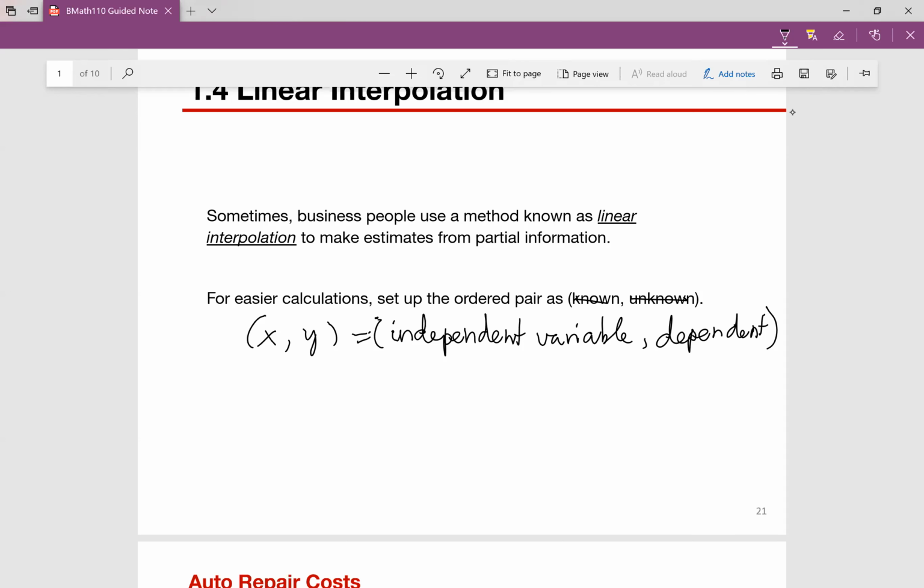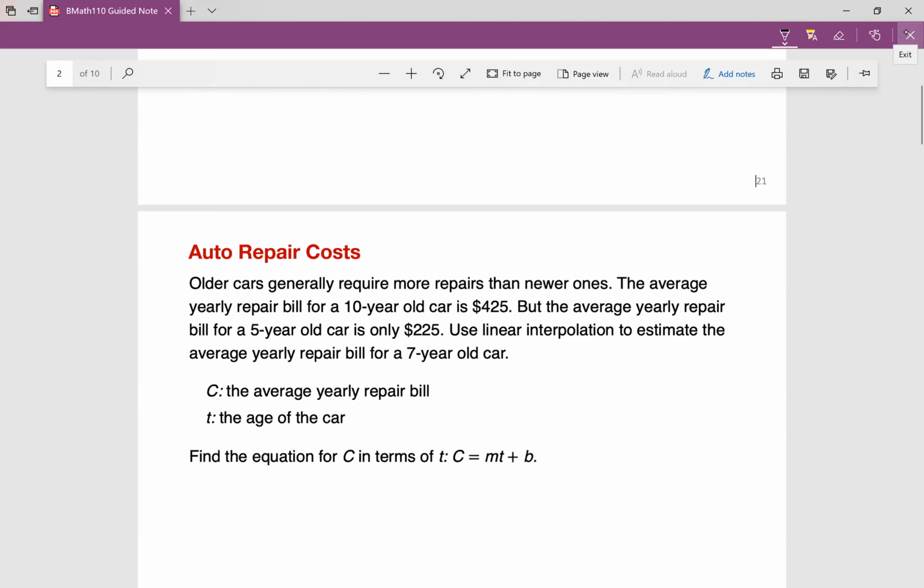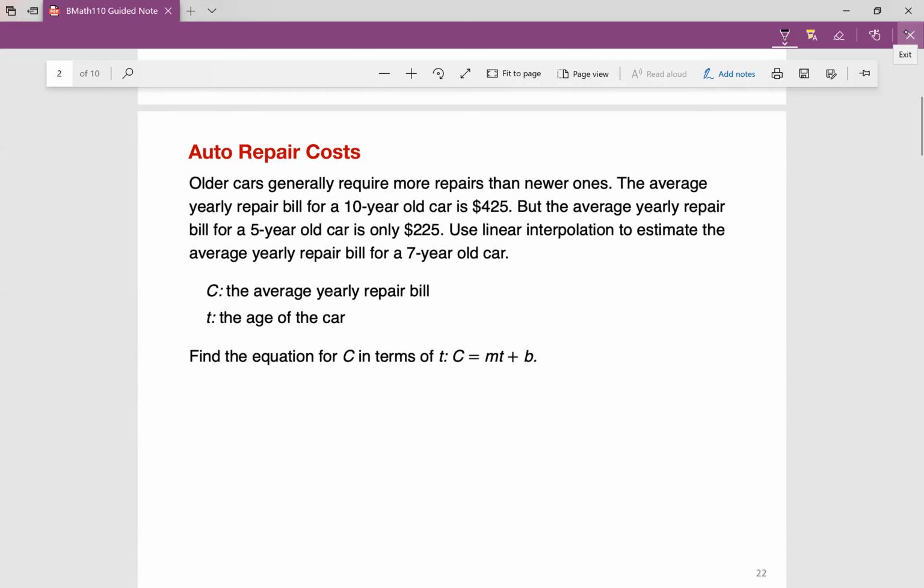Okay, so now let's do an example. Boot out. My computer is frozen. Yeah. Okay. So, let me make it bigger.